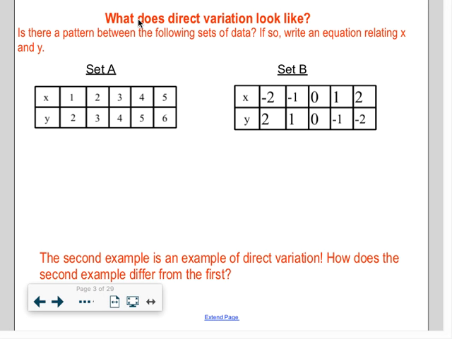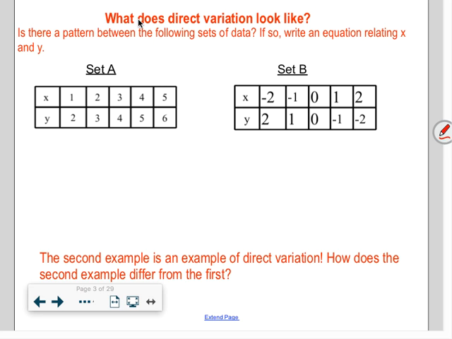All right, set A. George, can you tell me what you got? Y equals 1x plus 1. Okay, and we can actually write that as just y equals x plus 1. Yeah, there's nothing wrong with 1x plus 1.